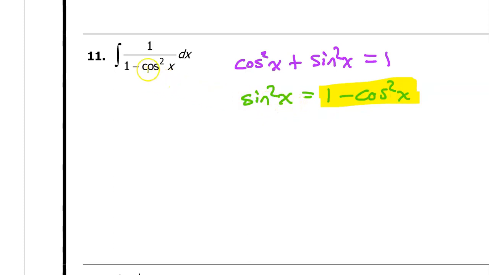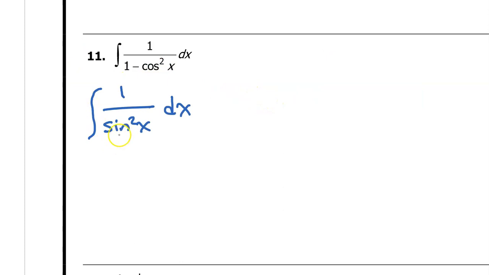Why am I mentioning this right now? Obviously because I have a 1 minus cosine squared right here. So let's make this substitution and put in sine squared x instead. 1 over sine squared, you say. Well, we know that the reciprocal of sine is cosecant. So this would be the same thing as the integral of cosecant squared.